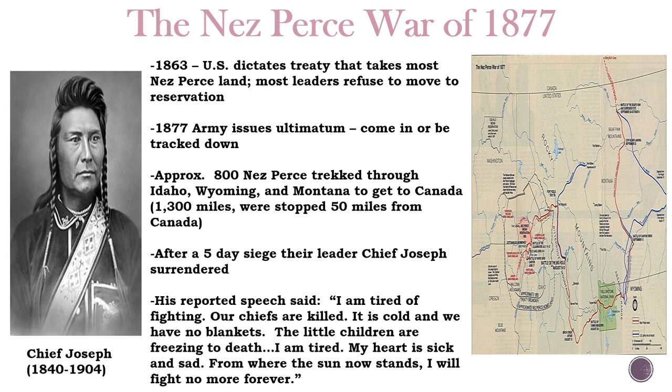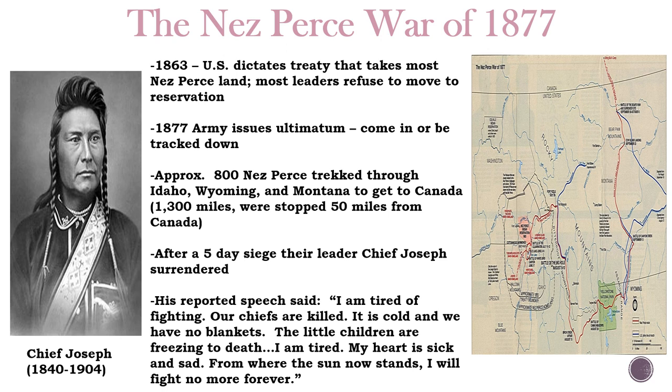The Nez Perce War of 1877 is another good example of all of the themes we've touched on here. The U.S. dictated a treaty that took most of the Nez Perce land, that's a tribe. Most leaders refused to move to the reservation, so much like what happened with the Cherokee, Choctaw, and Creek, some of them moved, some of them didn't. But the Army issued an ultimatum in 1877: come into the reservation or be tracked down.